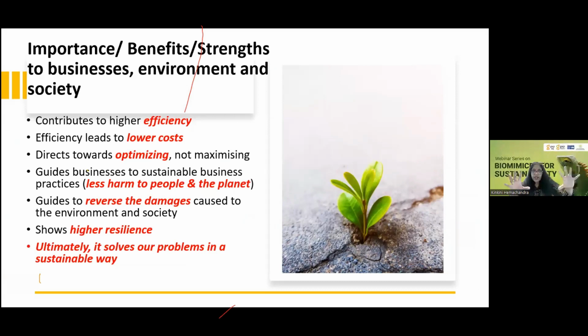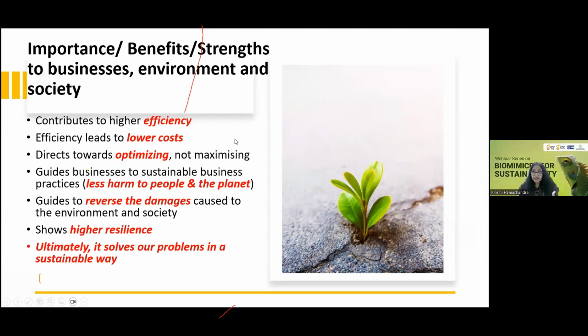And just to summarize, there are applications and some benefits that we can get. But technically speaking, what are the importance, the benefits, and the strengths of biomimetics for the business world, the environment, and society? You can see there are red colored letters over here.